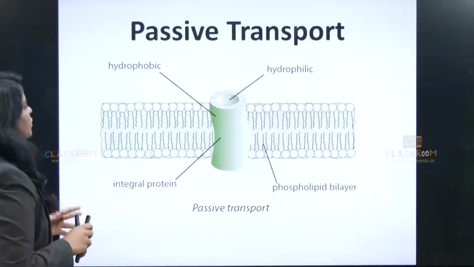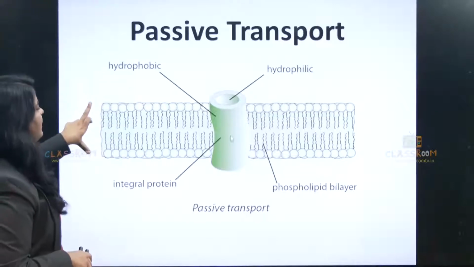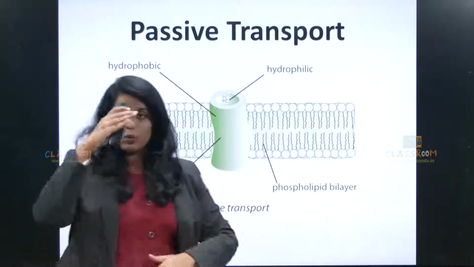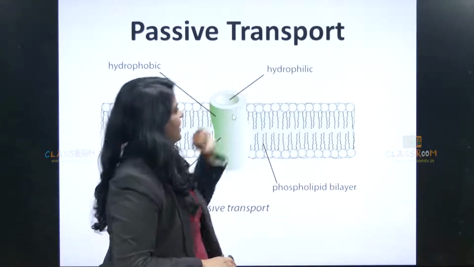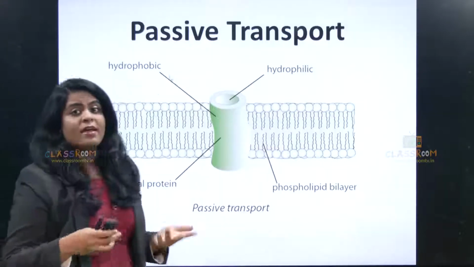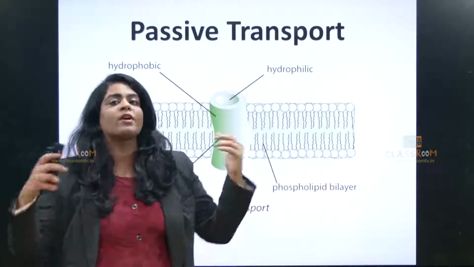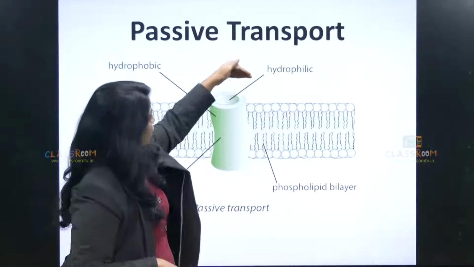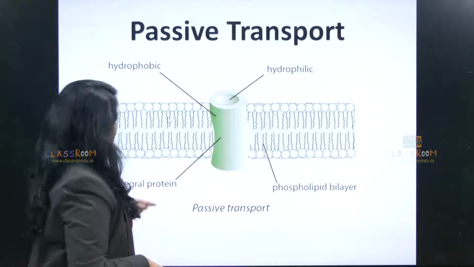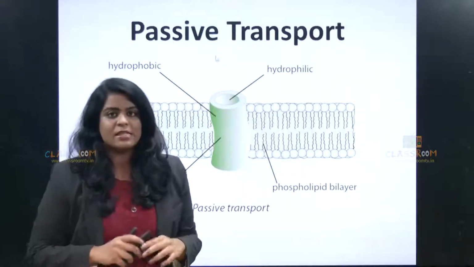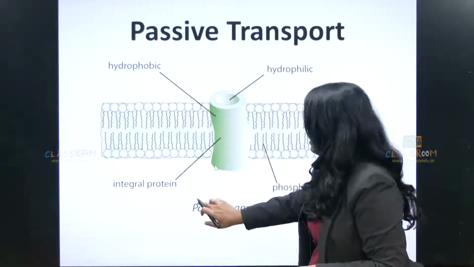Now coming to passive transport. What do you see here? I can see a phospholipid bilayer. So there are two layers, right, of phospholipids, and there is a hydrophobic region and there is a hydrophilic region. What is hydrophobic? Fear of water, and hydrophilic is going to take in water. So it has two regions. So here the passive transport is going to happen, and this is an integral protein. Okay, so it's clear, right? So this is how the passive transportation of material is going to happen.